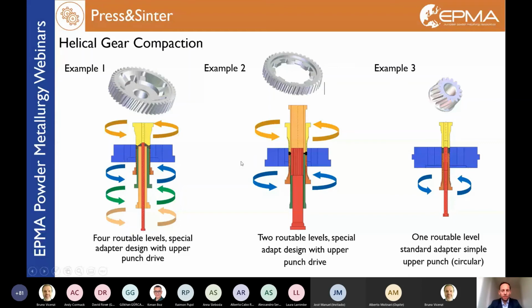This just to show that even helical compaction is possible with different concepts and different geometries. The punches obviously have to turn into the die, or one punch is turning at one die. I don't want to go too deep in detail on this since we don't have so much time.